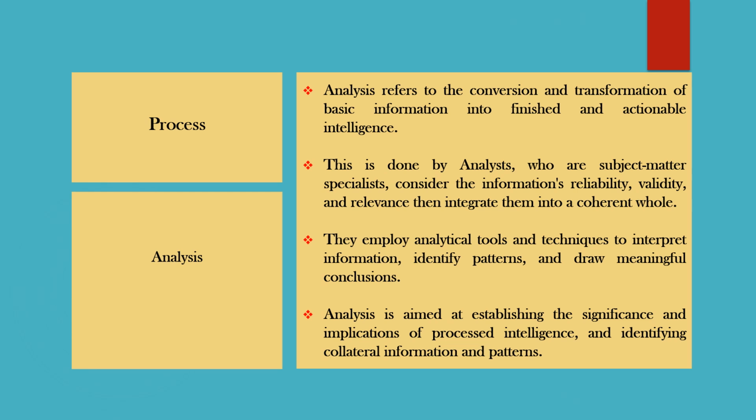The other important aspect of intelligence gathering is called analysis. Analysis refers to the conversion and transformation of basic information into finished and actionable intelligence. This is done by analysts who are subject matter specialists, and they consider information reliability, validity, and relevance. They then generate them into a coherent whole. So it's also an important area that needs to be looked at. They employ several analytical tools and techniques to interpret information, identify patterns, and draw meaningful conclusions. The aim of analysis is to establish the significance and implications of processed intelligence, as well as to identify collateral information and patterns.